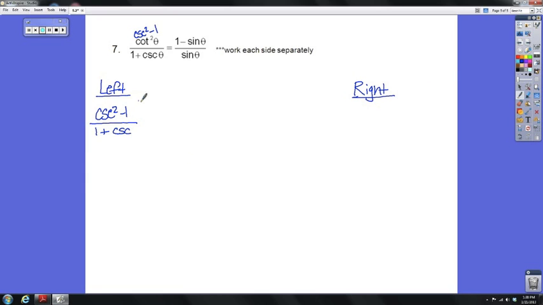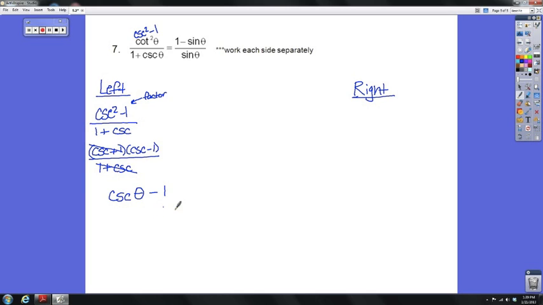Okay, now this is what we call the difference of two squares. So I can factor that into cosecant plus 1 and cosecant minus 1, and that is over 1 plus cosecant. And hopefully you see that one will mark out with that one, and what are you left with? Cosecant of theta minus 1. And that's as far as that one appears to go.